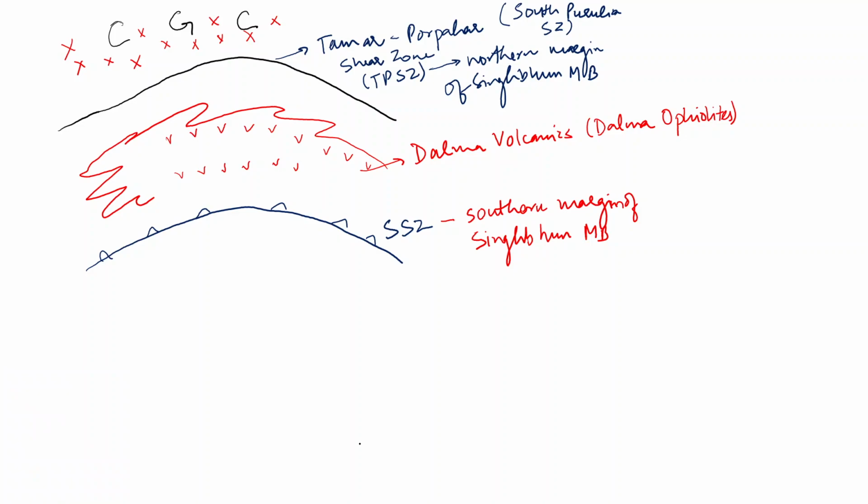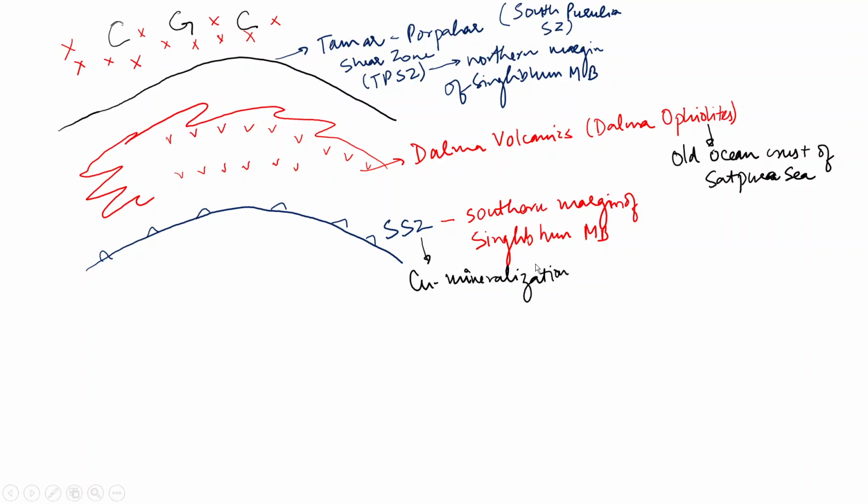The Dalma ophiolites represent old ocean crust of the Satpura Sea. Now we know that today where there is the Satpura Mobile Belt region, once used to lie the Satpura Sea. So this southern margin of the Singhbhum mobile belt, SSZ, also has copper mineralization.